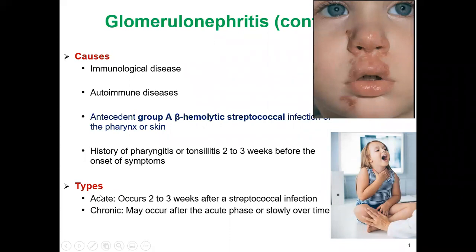Those types, we said, are acute and chronic. Acute occurs 2 to 3 weeks after Streptococcus infection, and chronic one may occur after the acute phase or slowly over time.